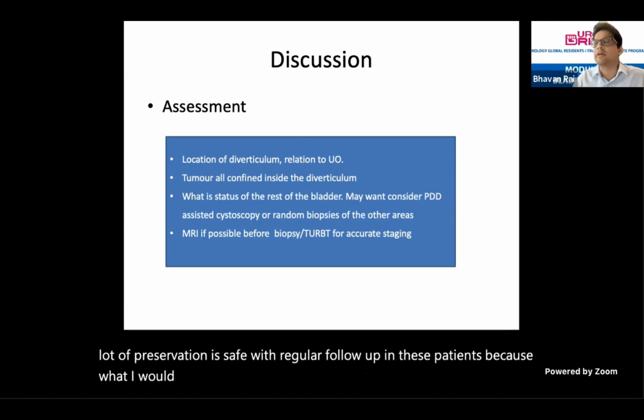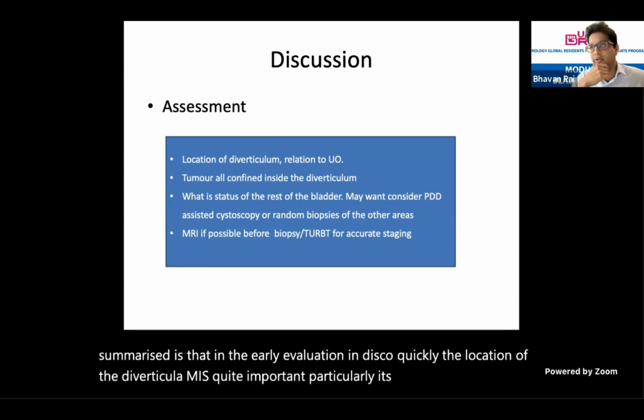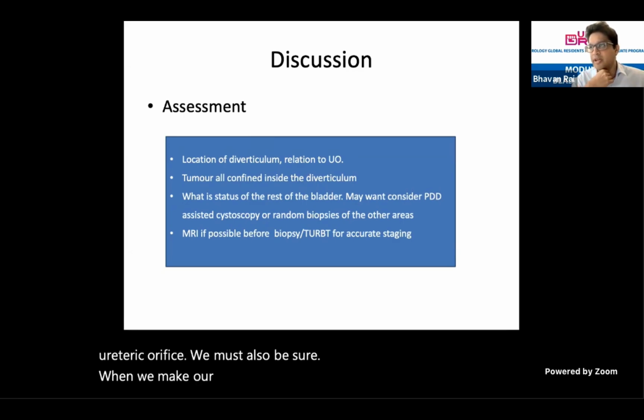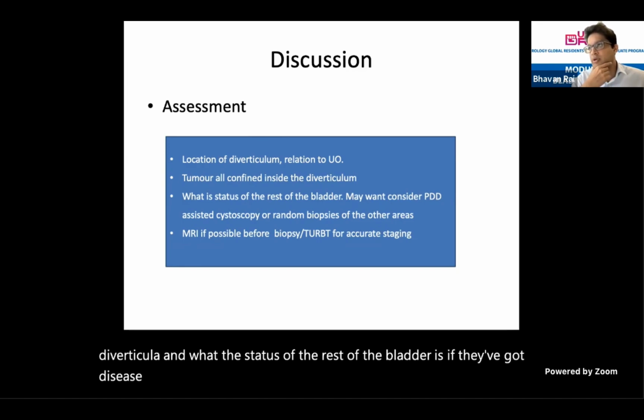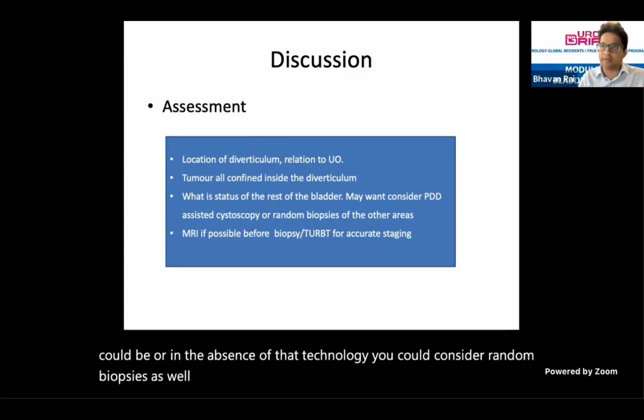Thank you very much. I think what I've summarized is that in the early evaluation, endoscopically, the location of the diverticulum is quite important, particularly its relationship to the ureteric orifice. We must also be sure when we make our decisions that all the tumor is confined within the diverticulum, and what the status of the rest of the bladder is, if they've got disease elsewhere. And you may want to consider PDD-assisted cystoscopy, or in the absence of that technology, you could consider random biopsies as well. And as Nick has just suggested, an MRI may be helpful in local staging.